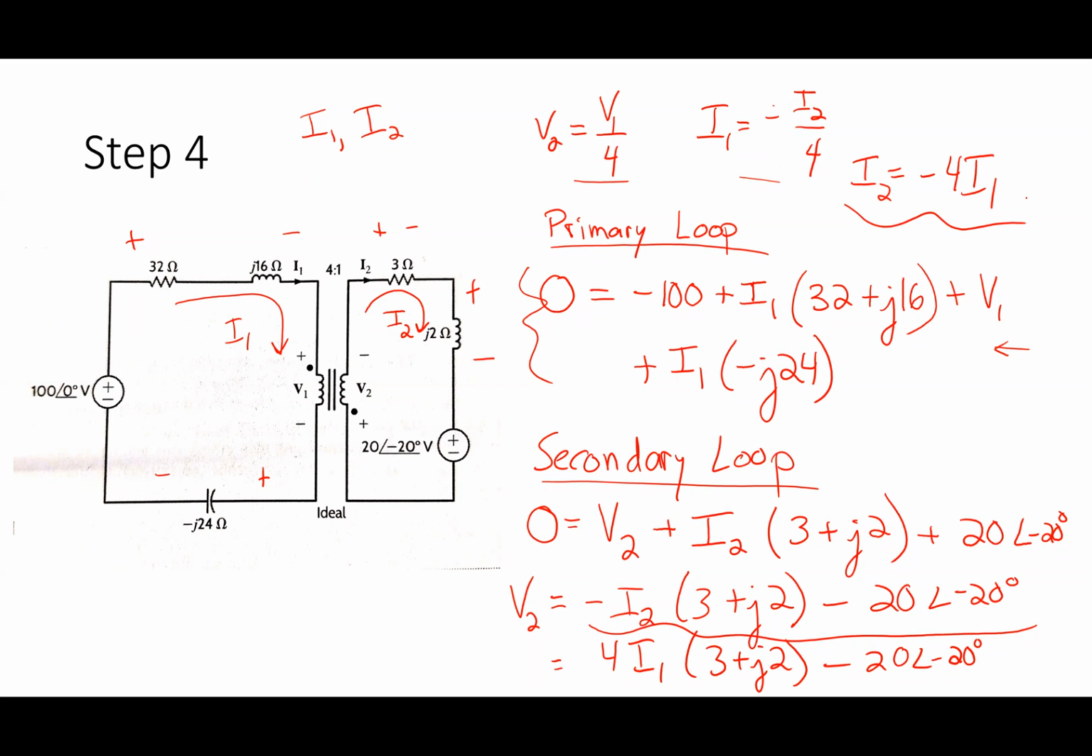This is a trickier circuit than a lot of them would be. So oftentimes I just have an impedance over on the secondary. In this case, I got sources on both sides, right? So this is a trickier type of problem that you would have with the transformer.